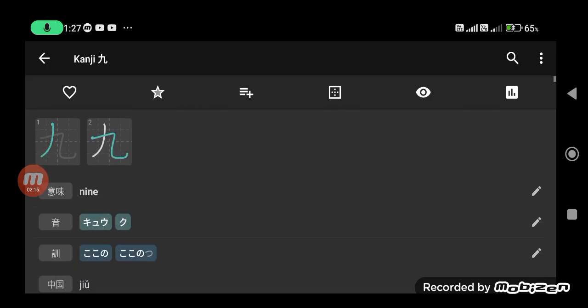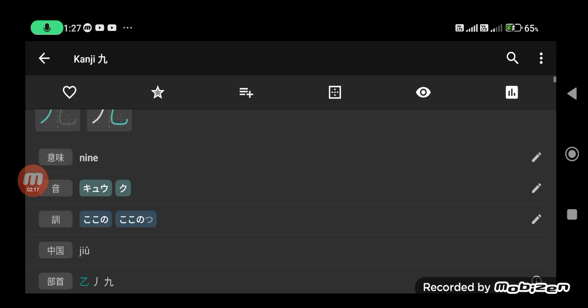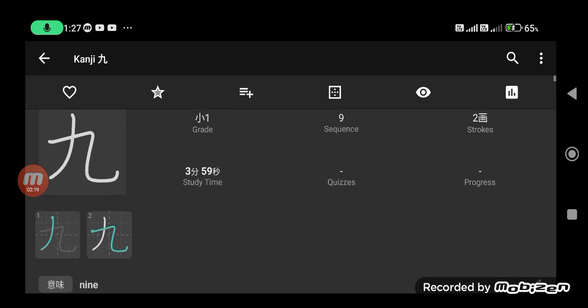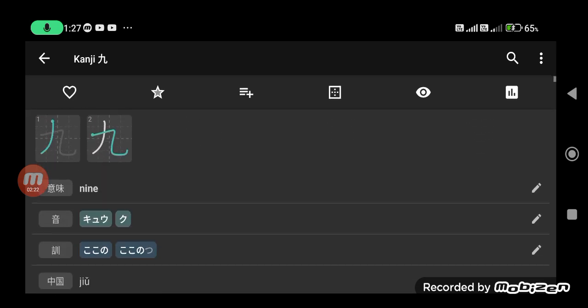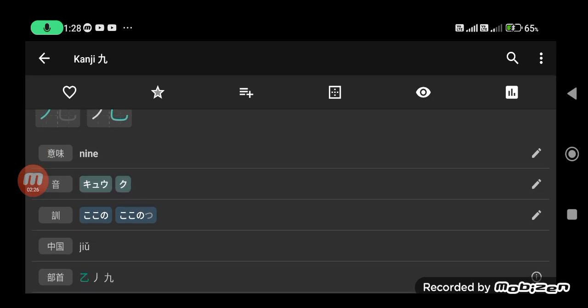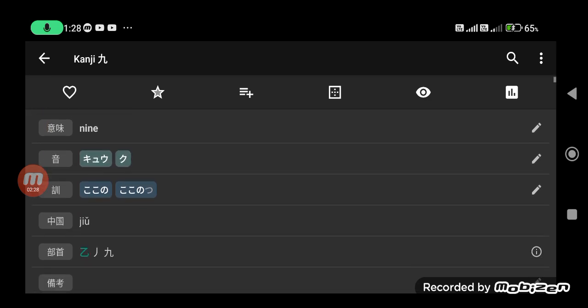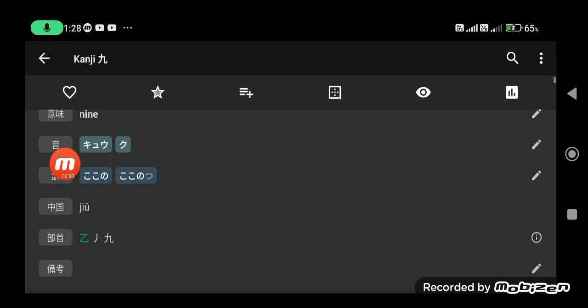And the onyomi, okay, so this kanji denotes a meaning of 9. The onyomi is Q, that's the onyomi, or the Chinese related sounds.